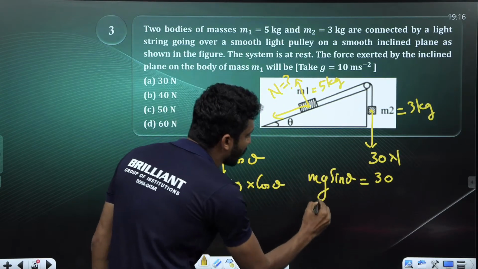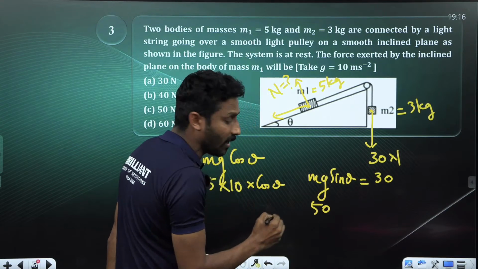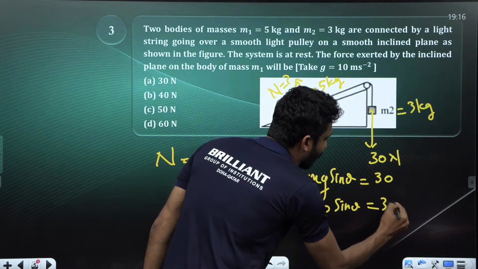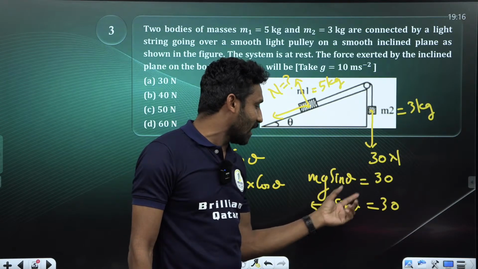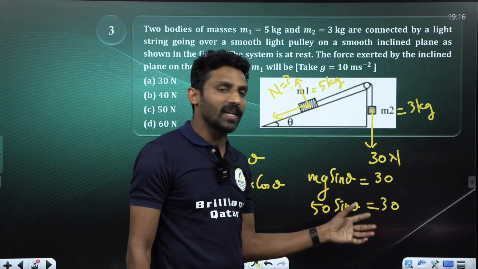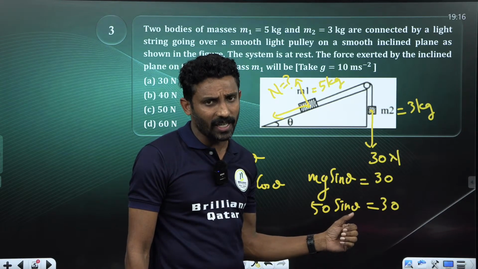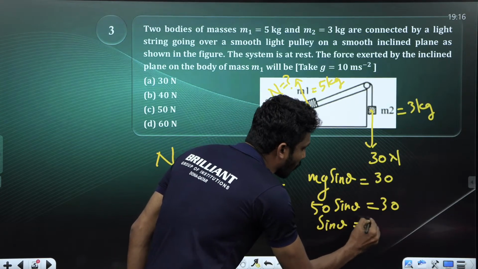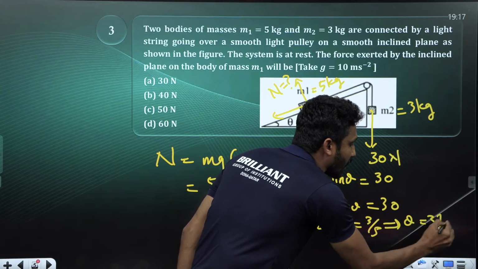What about this? M is 5, g is 10. 5 into 10, 50, then 50 sin theta is equal to 30. Which means, what will be the value of sin theta? The value of sin theta is 3 by 5. Sin theta 3 by 5 means, what's the angle? 3 by 5 means the angle is 37 degree. Isn't it? Sin theta is equal to 3 by 5, which means that theta is equal to 37 degree only.